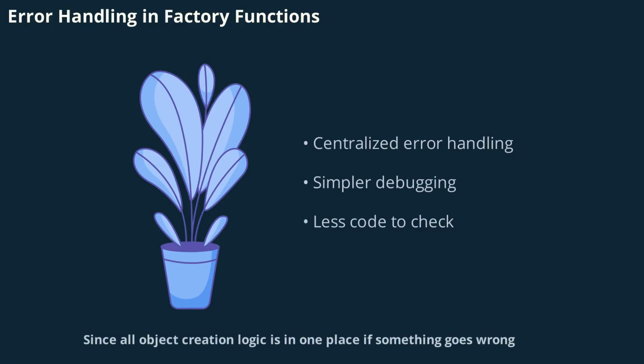Since all object creation logic is in one place, if something goes wrong, you only need to check the factory function. This makes debugging simpler, especially as your codebase grows. You won't have to search through dozens of lines to find where an object was created incorrectly.